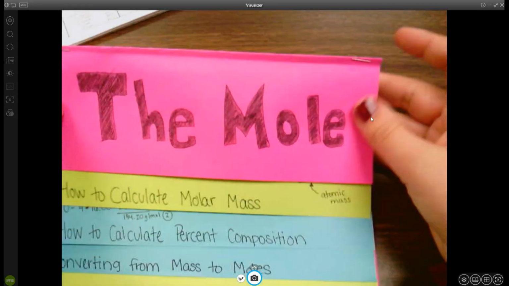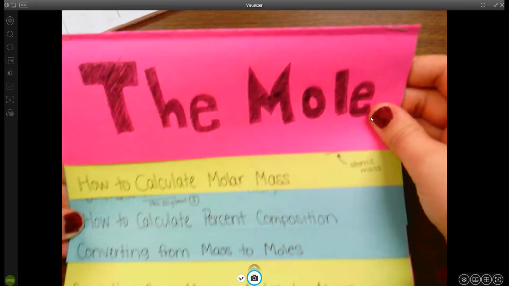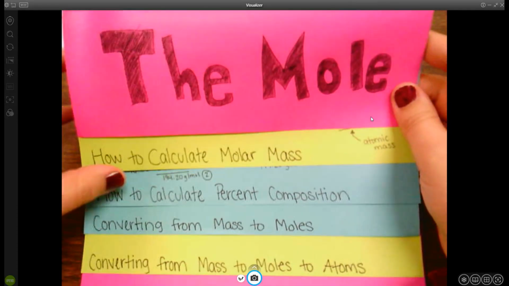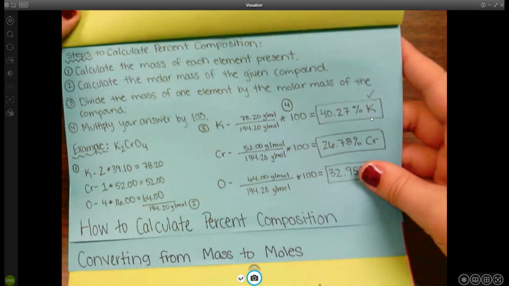So with that being said, our percent composition tab of our foldable is done. We have the first tab done and the second tab.